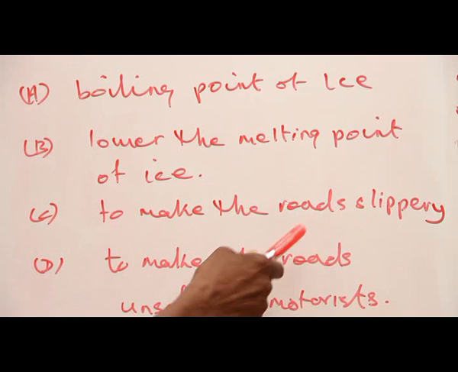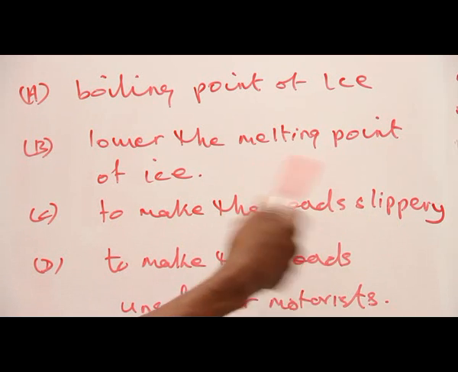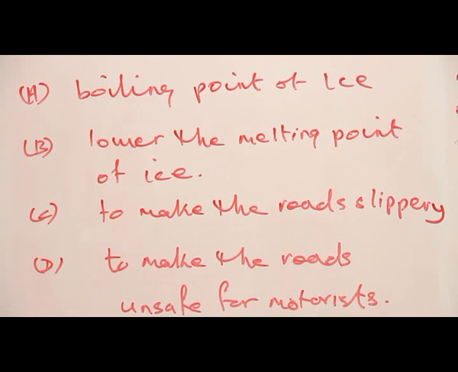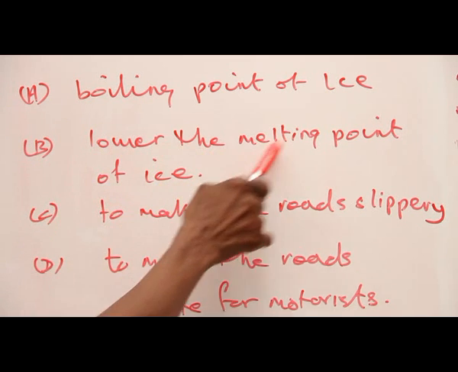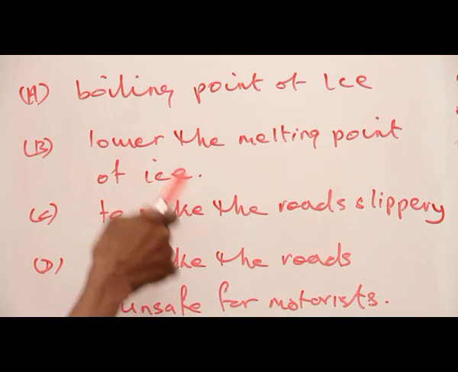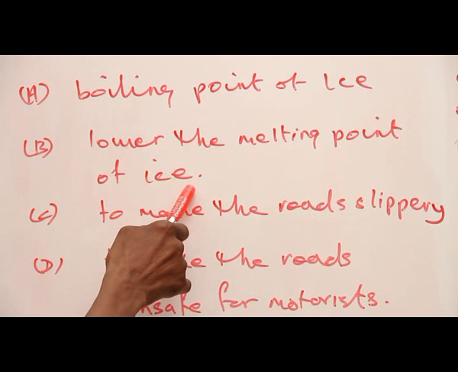Obviously no. Putting salt on ice will not make the road slippery. Even when the road is slippery, it becomes dangerous to motorists. D. To make the roads unsafe for motorists. How can motorists want to make the road unsafe for themselves? So the correct option is B. Lowering the melting point of ice so as to make the road accessible by motorists.